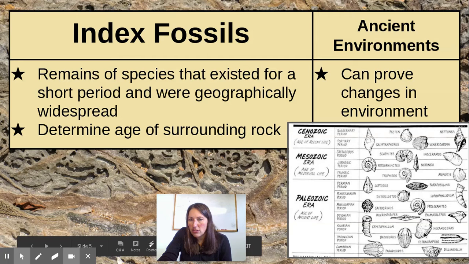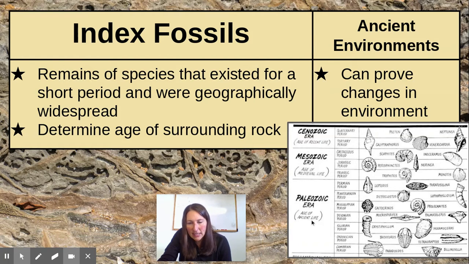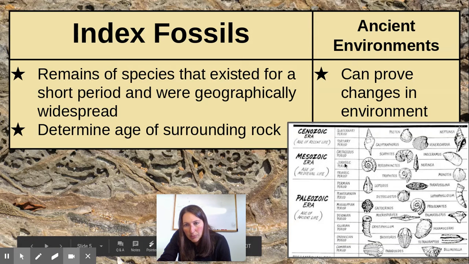So this is a picture. These are all index fossils. We're going to get to the different areas coming up in one of our next lessons. And you can see the different periods here. If you found these fossils, it would tell you what period or what era it came from.